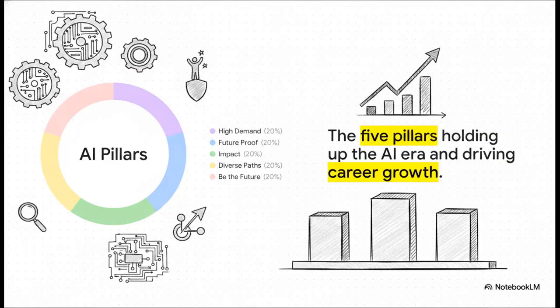So why embark on this intense 13-step journey in the first place? Well, there are 5 core pillars holding up the AI era. AI skills are in incredibly high demand across basically every industry. They are future-proof, ensuring you stay relevant as things change. You get to solve real-world problems and have a massive impact. There are diverse paths, meeting many different roles but one shared mission. And ultimately, it empowers you to be the future, to learn today so you can lead tomorrow.